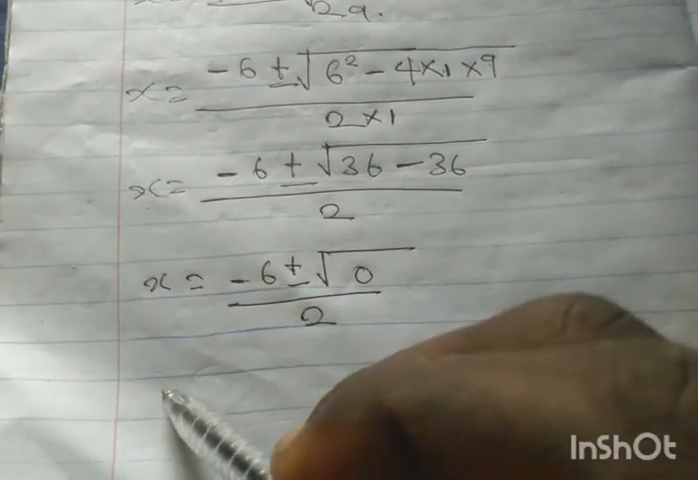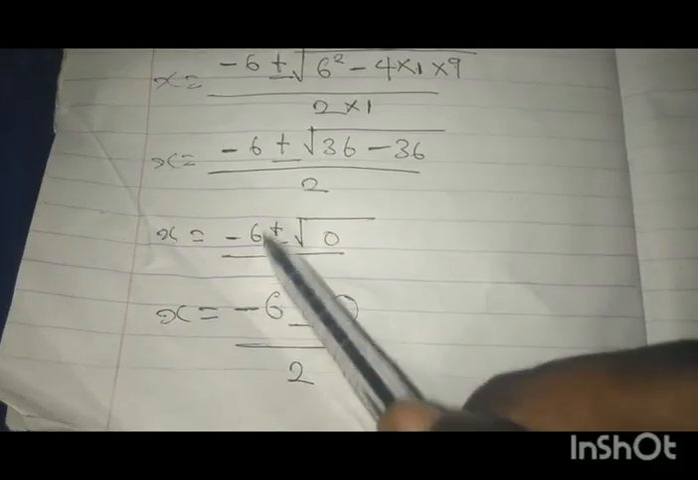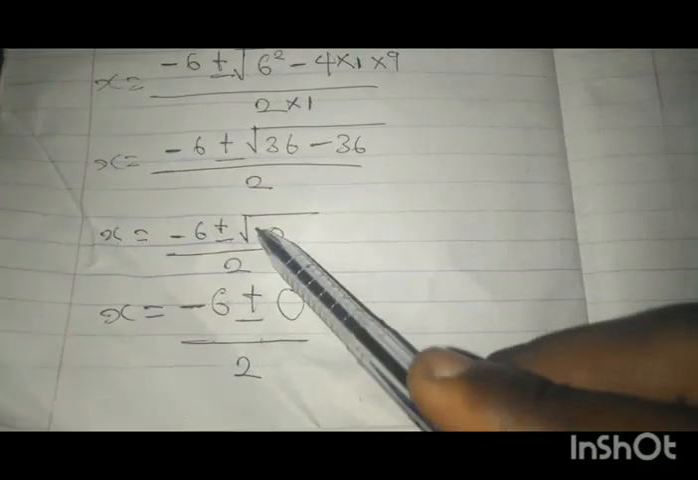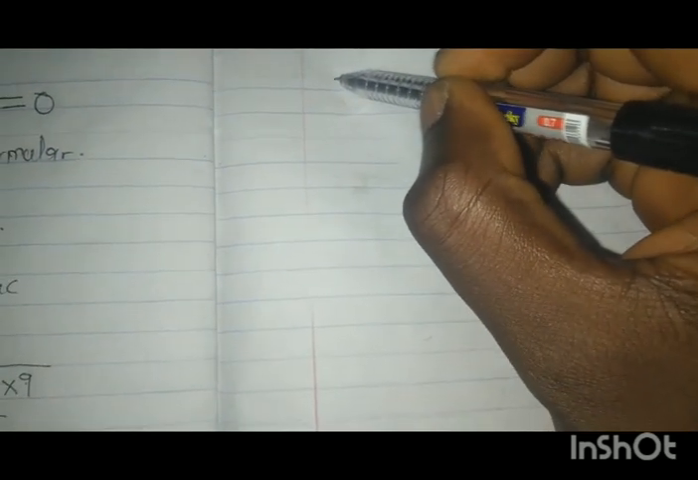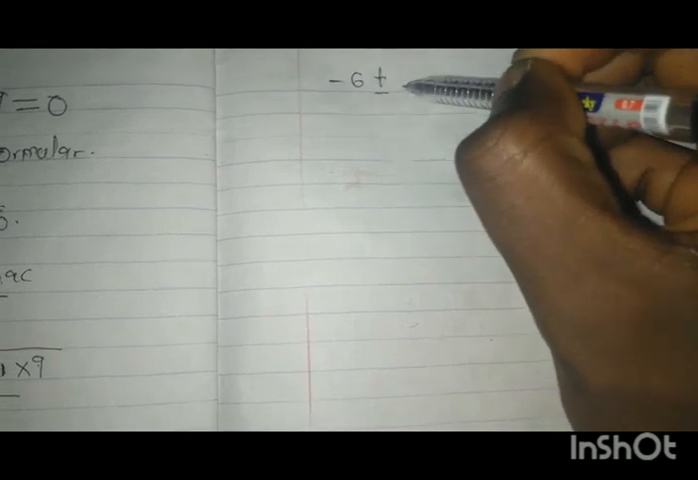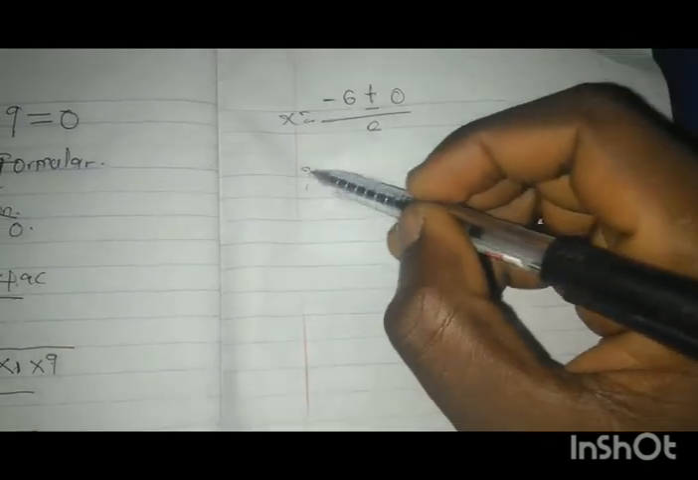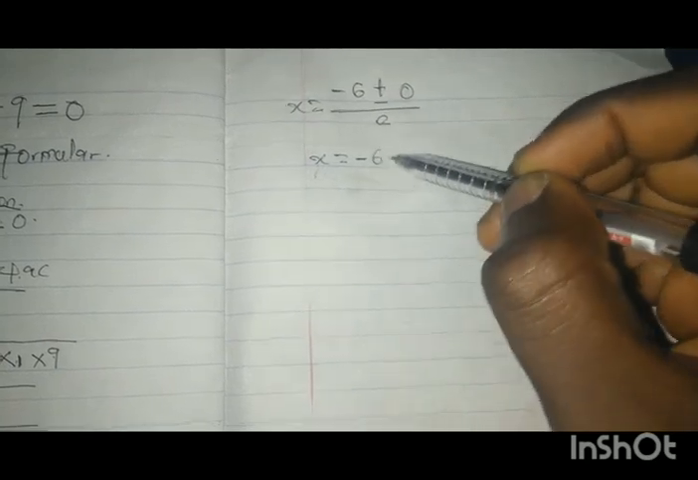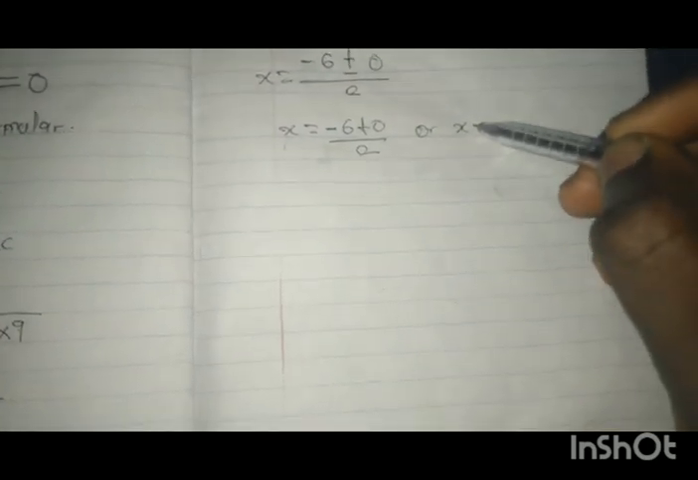This will be x is equal to minus 6 plus or minus the root of 0, which is 0, over 2. So x is equal to minus 6 plus 0 over 2, or x is equal to minus 6 minus 0 over 2.